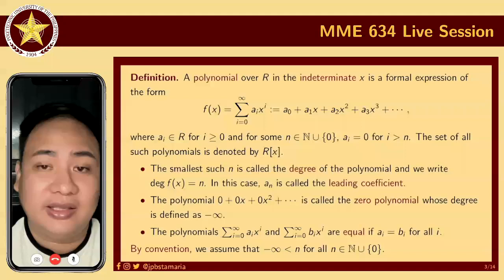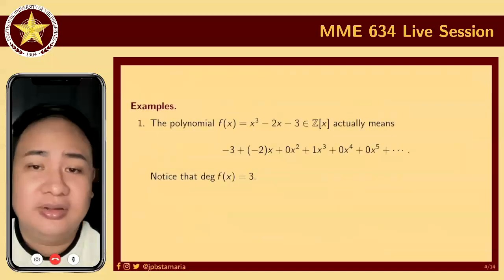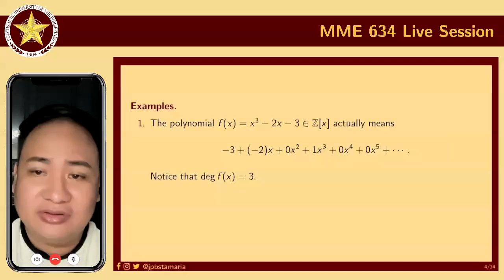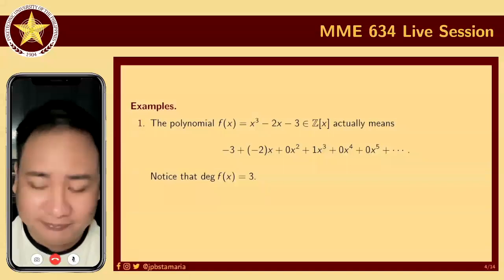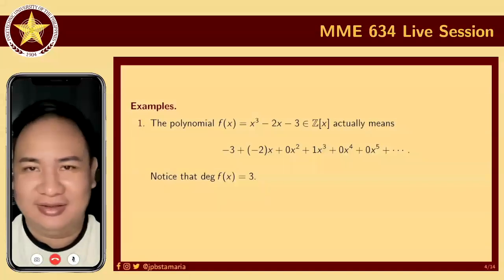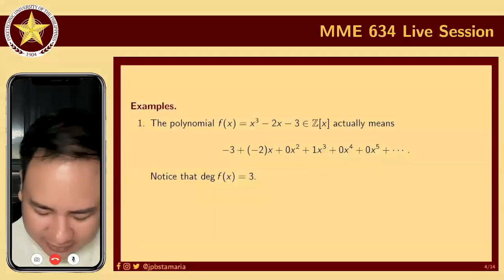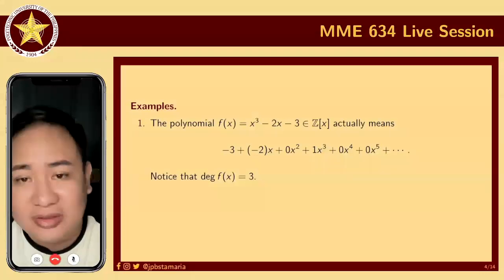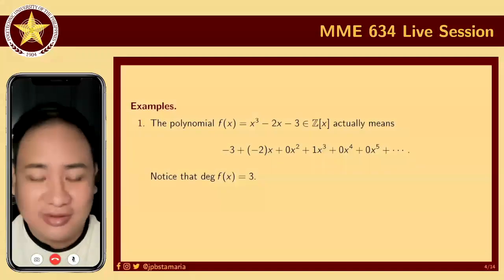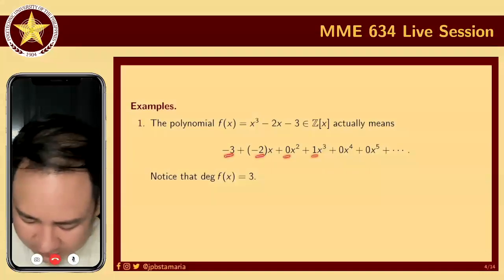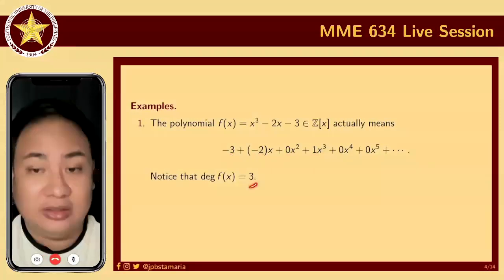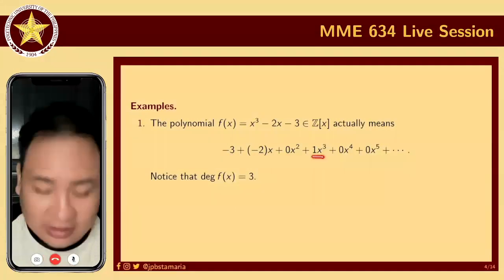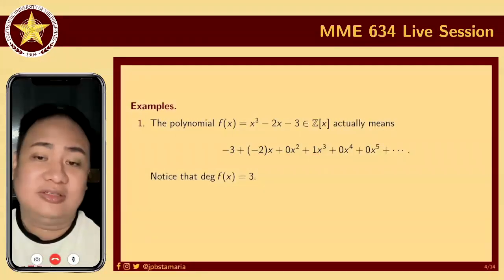Examples, yung kinalakihan yung polynomial na x cubed minus 2x minus 3 in Z[x], it actually means the following. Ito yung standard form, or ito yung formal form. Yung formal way of writing the polynomial: minus 3 plus minus 2x plus 0x squared plus 1x cubed, plus 0x to the fourth. Nakita nyo, itong mga to ay integers. Anong degree ng polynomial na ito? 3. Kasi yung kahuli-hulihang hindi 0 na coefficient ay nasa x cubed. Therefore, the degree is 3.